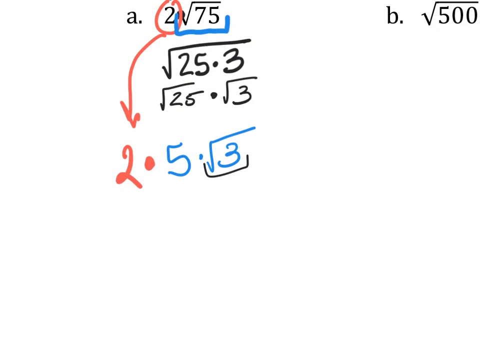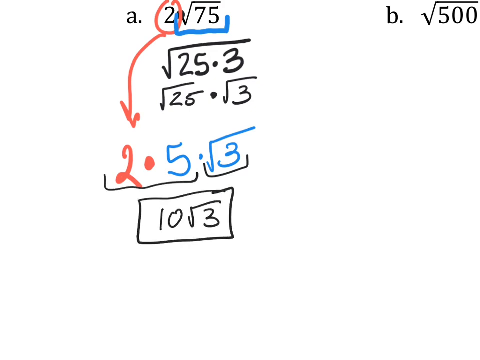And so now we have this 2 and the 5, 2 times 5, that are both outside of the square root, so we can multiply those together and have 10 square root 3 as our final answer.